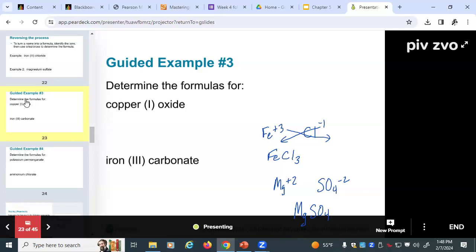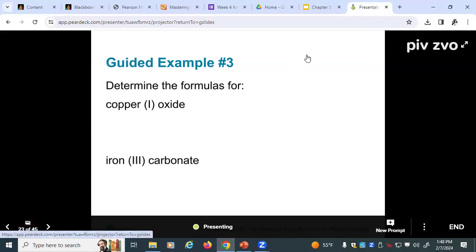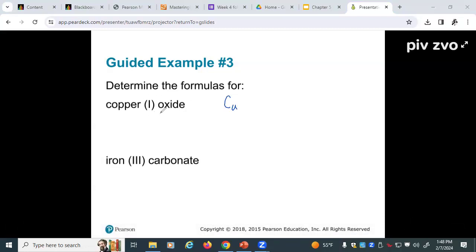All right, let's take a look at one more set of examples and then we'll call it a day. What is the formula for copper 1 oxide? For copper 1, so copper is Cu. 1 tells us that's a 1 positive charge. Oxide is O. I looked at the oxygen group, I see, oh, -2 charge. Do the charges match? Nope. So we cross.